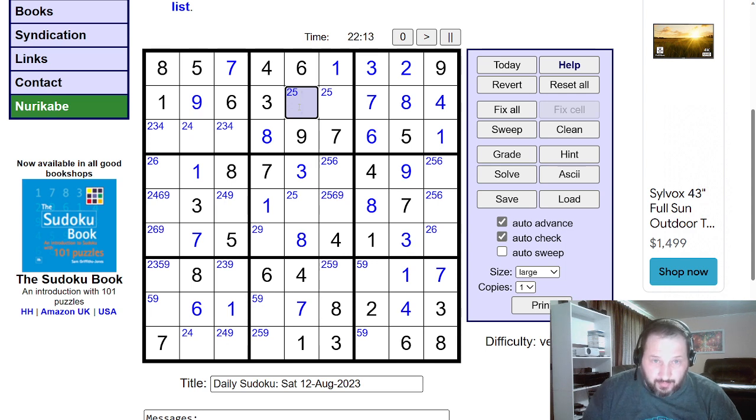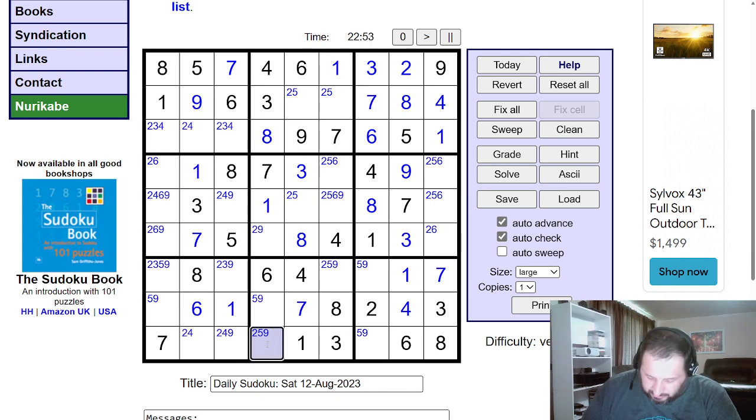All right, let me try it the other way around. 5 and a 2, 2, and a 9, and a 5, and a 2. Okay, and a 9, and a 5, and a 9. Okay, so I think I just found out a rectangle right here.